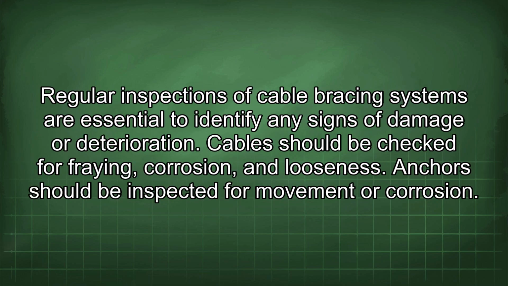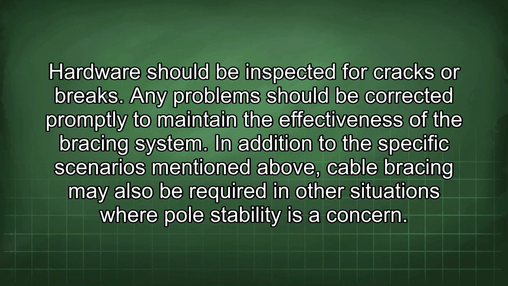Regular inspections of cable bracing systems are essential to identify any signs of damage or deterioration. Cables should be checked for fraying, corrosion, and looseness. Anchors should be inspected for movement or corrosion. Hardware should be inspected for cracks or breaks. Any problems should be corrected promptly to maintain the effectiveness of the bracing system.